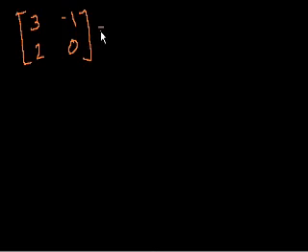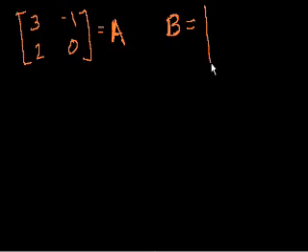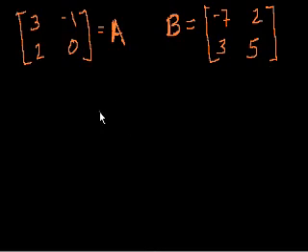So let's get started. Let's say I wanted to add these two matrices. I'll do relatively small ones, just not to waste space. Say I have the matrix 3, negative 1, 2, 0. Let's call that capital A. And let's say matrix B, and I'm just making up numbers, is equal to minus 7, 2, 3, 5.